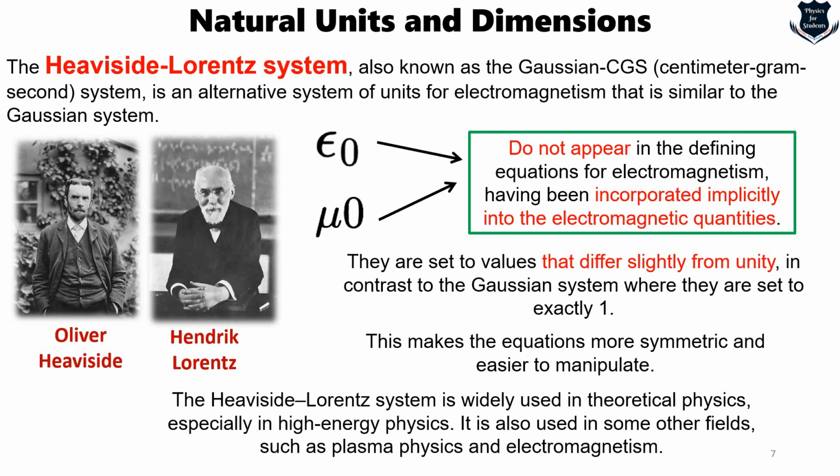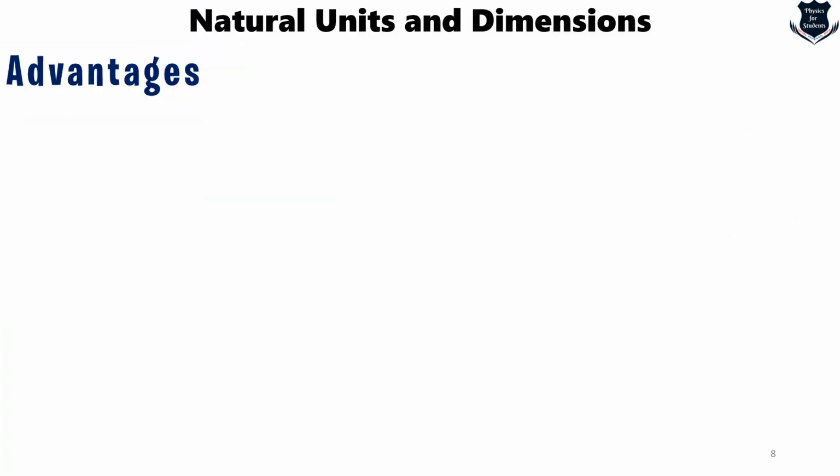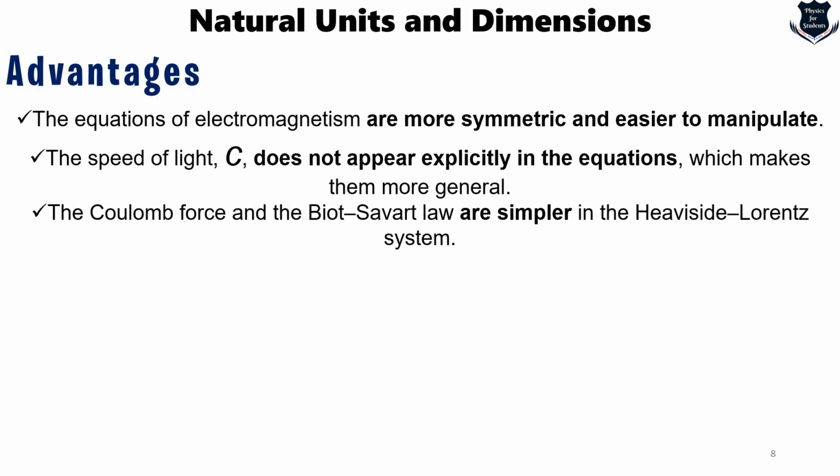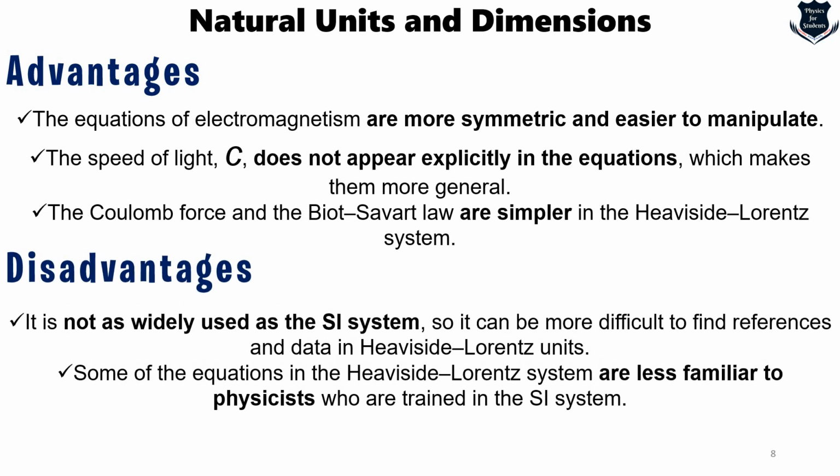So we have seen what the Heaviside-Lorentz system is, and we have also seen what the Gaussian system is. Now the most important thing is to understand the advantages and disadvantages. Obviously, the equations of electromagnetism in the Heaviside-Lorentz system are more symmetric. It is easier to manipulate. C does not appear explicitly in the equations, and the Biot-Savart law is simpler in the Heaviside-Lorentz system. Disadvantages: it is not widely used compared to the SI system. It can be more difficult, and some of these equations are less familiar to physicists. So when you are interacting with researchers, it is difficult for you to know.